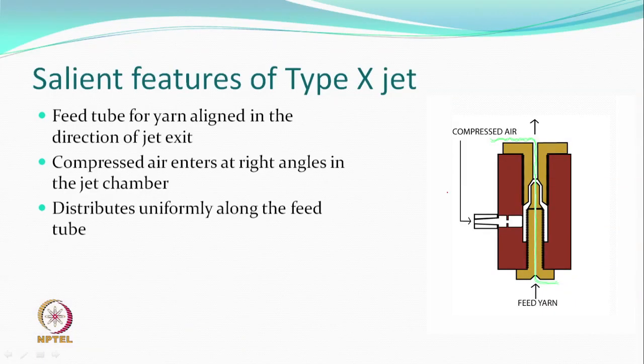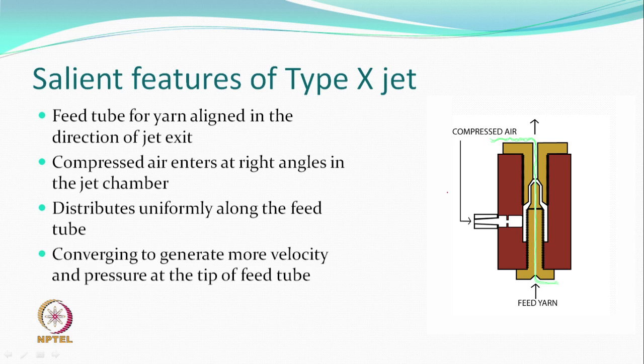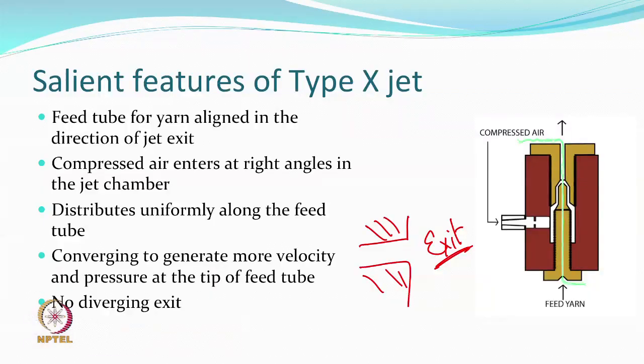And they found that this was efficient enough. So, converging to generate more velocity, in a way more mass flow within the same time period, and at the tip of the feed tube there is interaction with the yarn. So, everything that is supposed to happen would happen here, but there was no diverging exit, it was a simple straight exit.